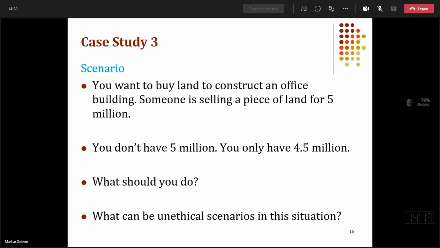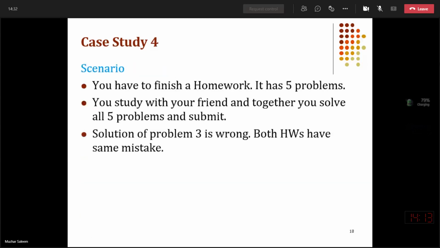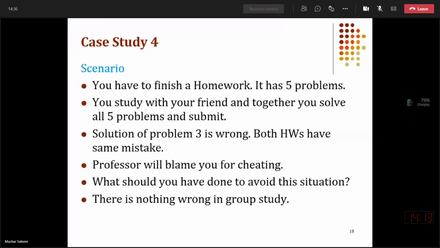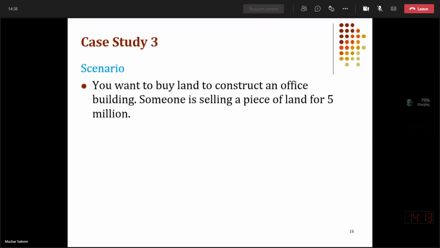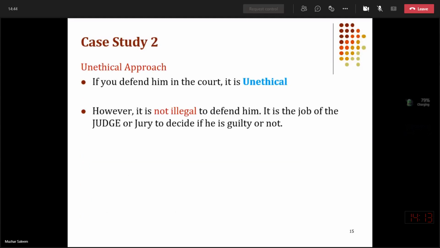What can be an ethical and unethical situation? If you defend him in the court, it is unethical. However, it is not illegal to defend him. It is the job of the judge or jury to decide if he is guilty or not.